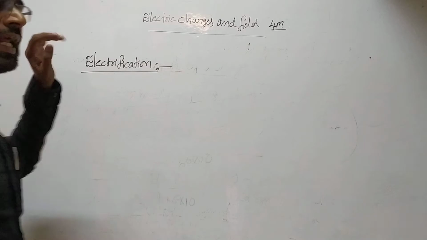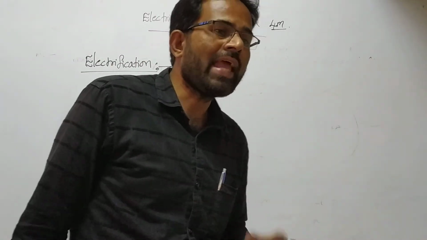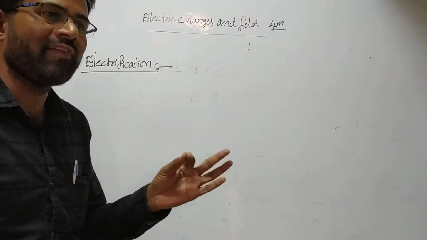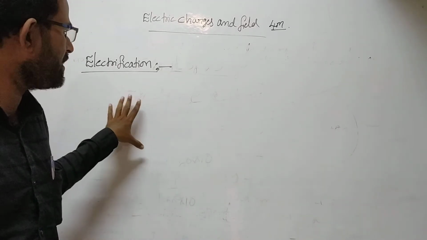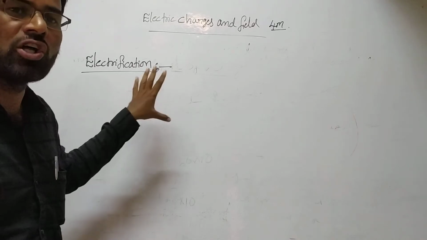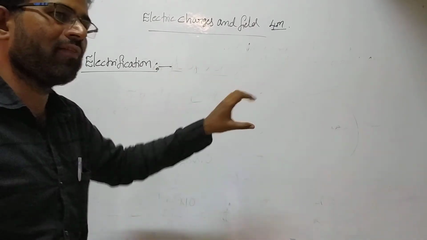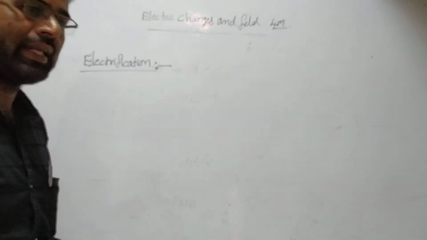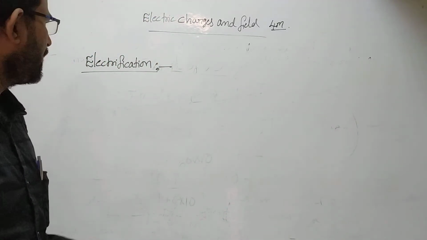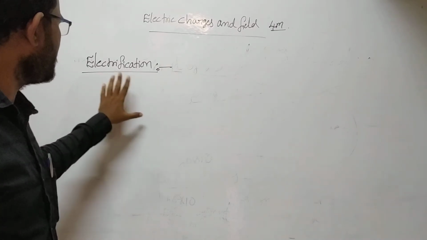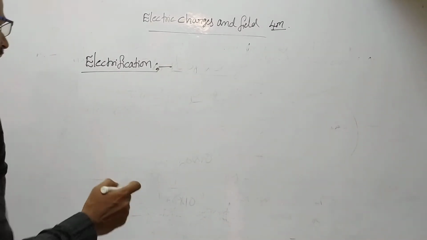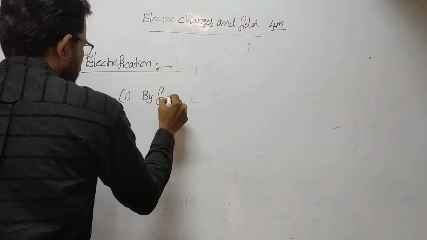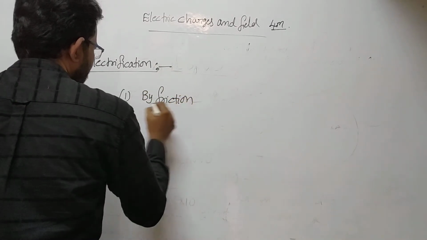Next one is electrification. What does electrification mean? The charging of a body is called electrification. The process of charging a body is called electrification. By using a gold leaf electroscope, we can detect a charged body. This process of electrification has 3 types. First one is by friction.